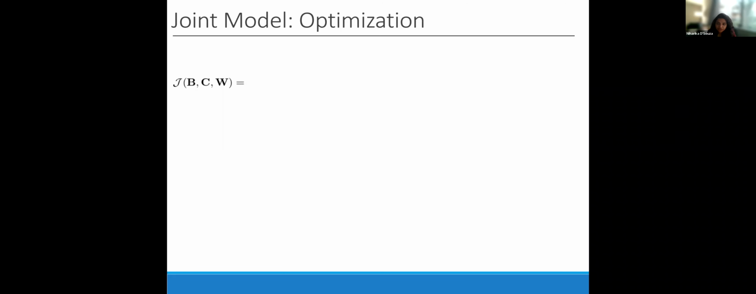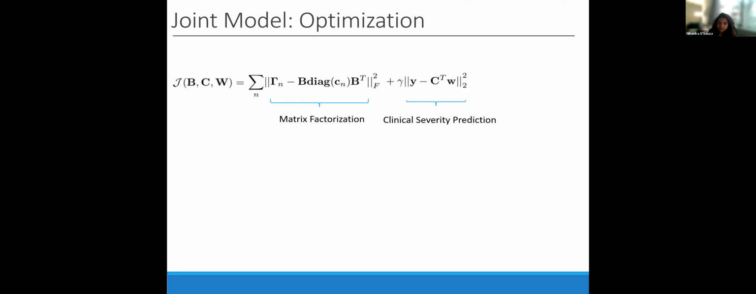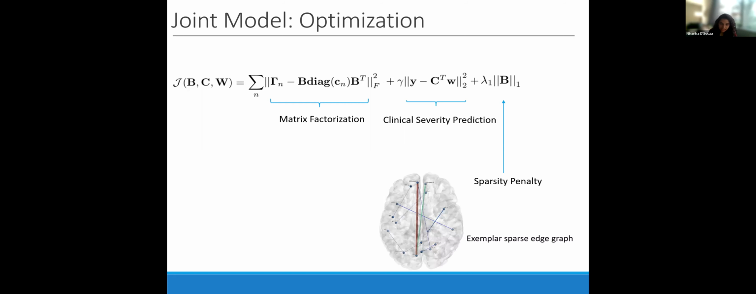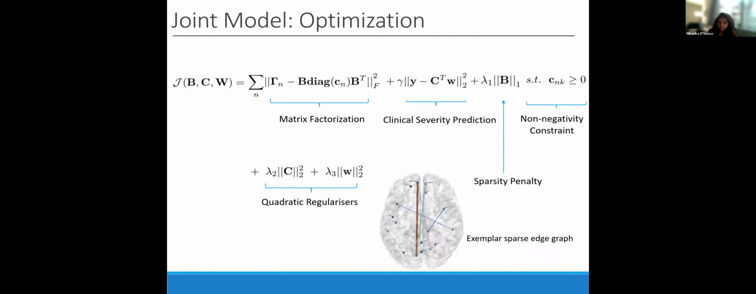So we have a joint objective function with two main terms. The first of this is the matrix factorization, and the second is for clinical severity prediction, which was the gray box we saw earlier. We add an additional L1 penalty to the basis to encourage sparsity and highlight important brain regions. We add an additional non-negativity constraint on the Cs, since our correlation matrices are by construction positive semi-definite. We add additional L2 penalties to ensure that this estimation problem is well posed.